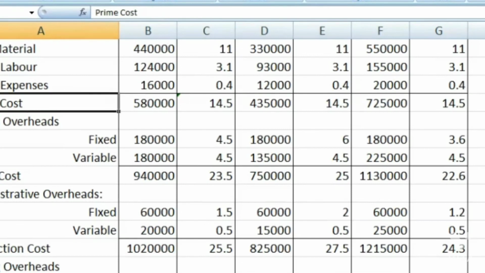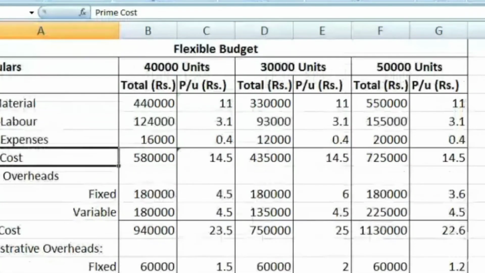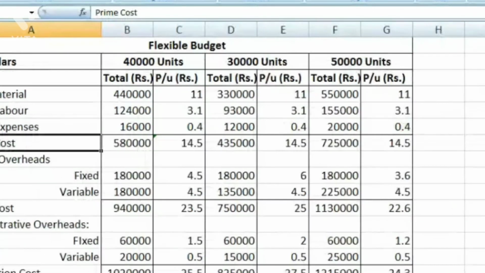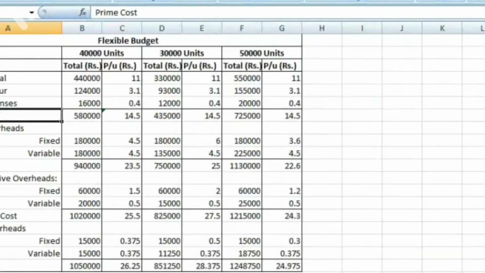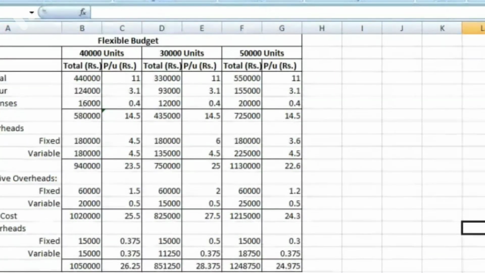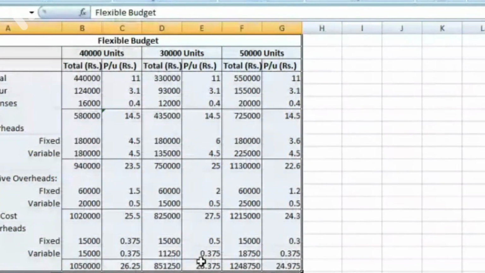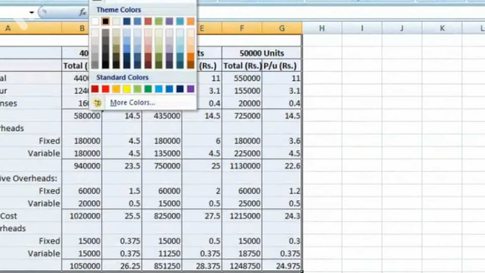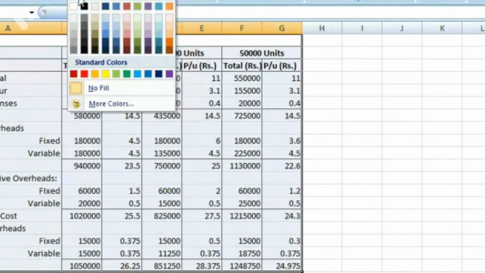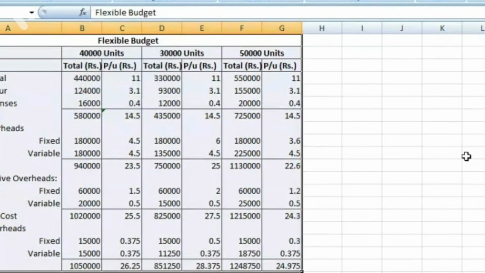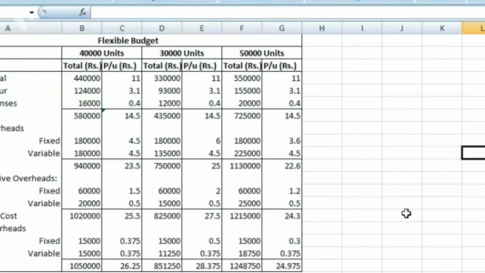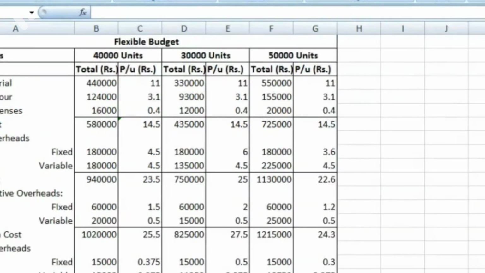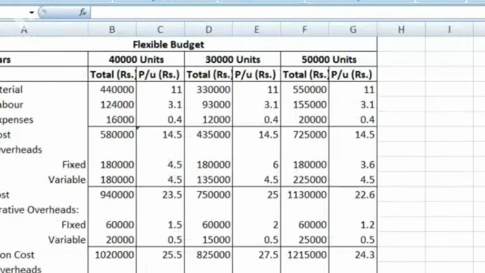Okay, so this is the final answer of your flexible budget, and it looks like this. Clear? Everybody, if you have any question, you can ask me. This is the final presentation, the final view of your example. You can see it looks like this.